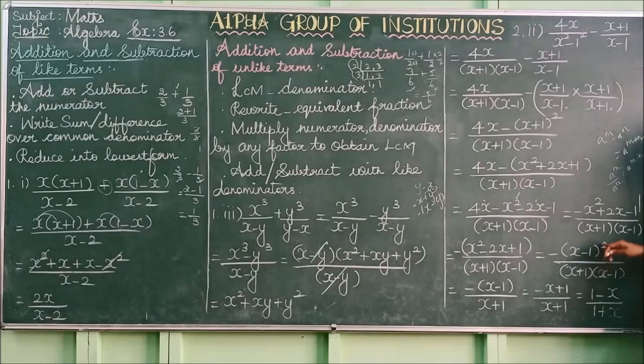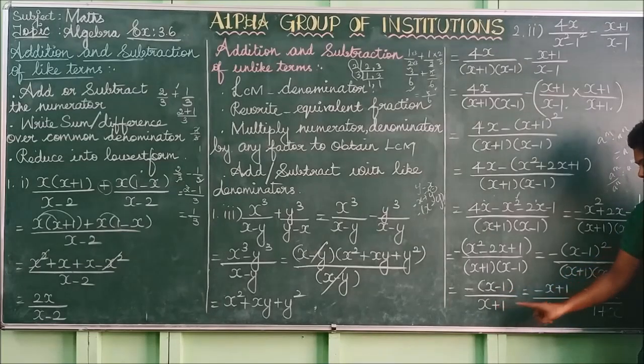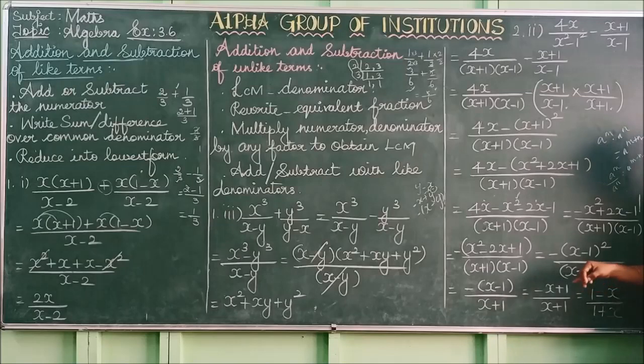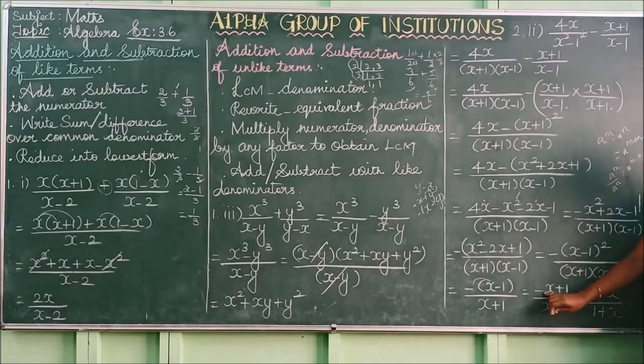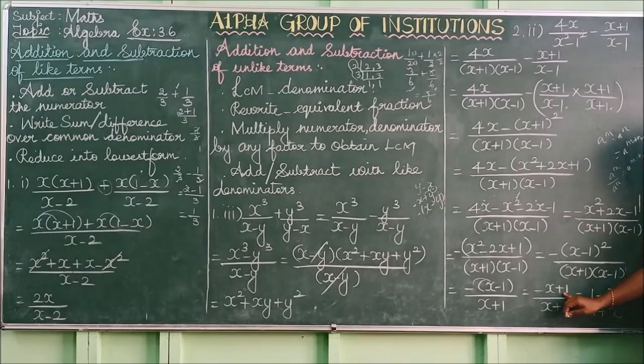So (x minus 1) whole square, divided by (x minus 1) whole power 1. So 2 minus 1 is only one term. So you can write x minus 1 divided by this value x plus 1. Then you can apply this minus sign to the inner side. So minus x plus 1. Minus x, minus into minus plus 1.